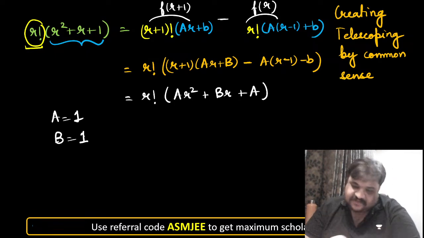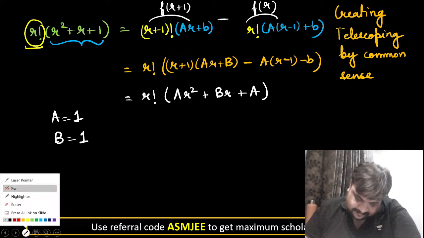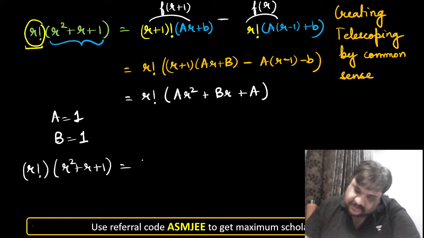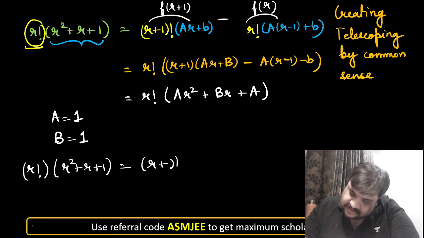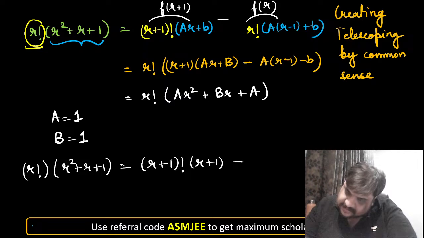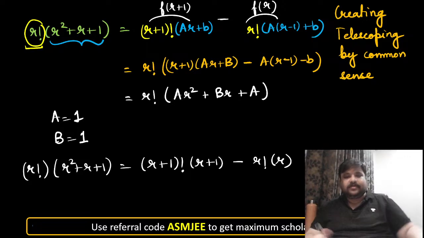So congratulations, we have found A and B, and we have just proven that R factorial into R square plus R plus 1 is actually R plus 1 factorial into R plus 1 minus R factorial into R minus 1 plus 1 R. Hence, you have created telescopic.